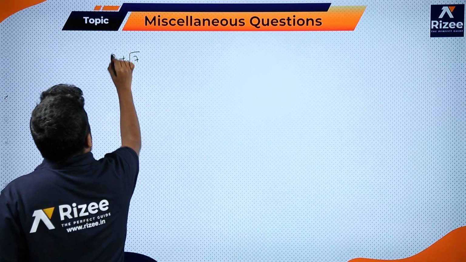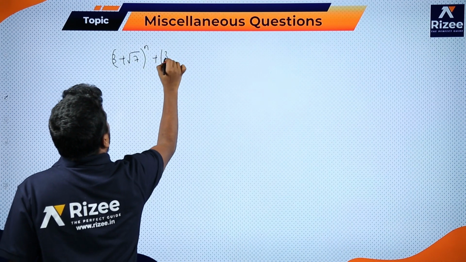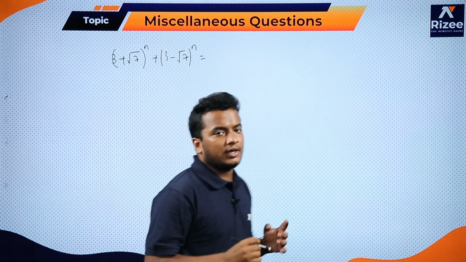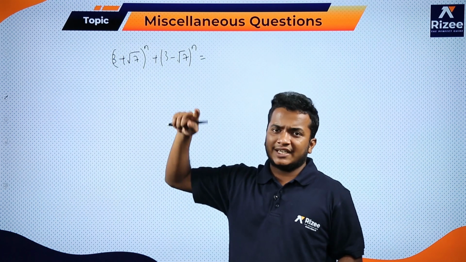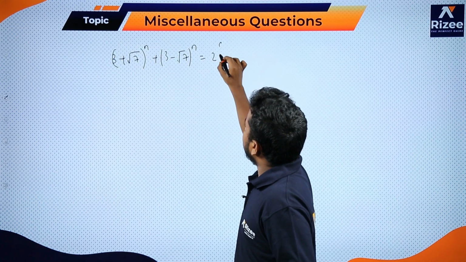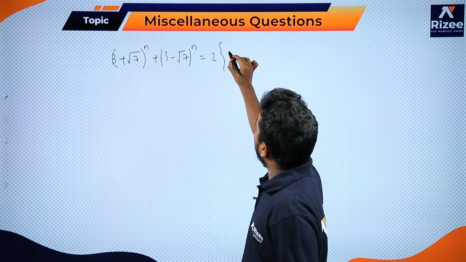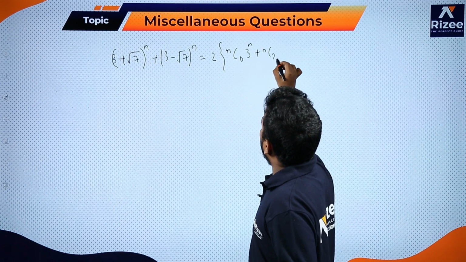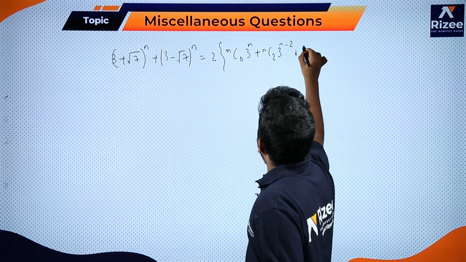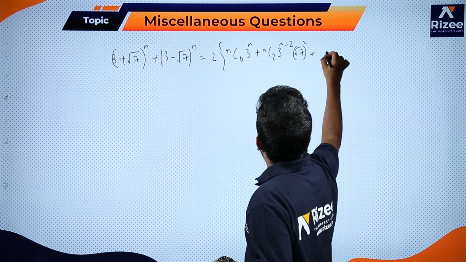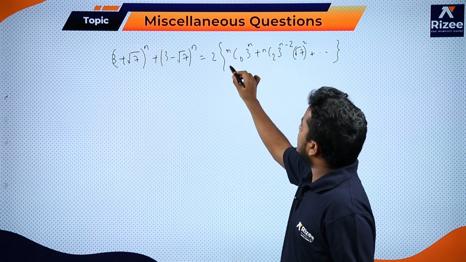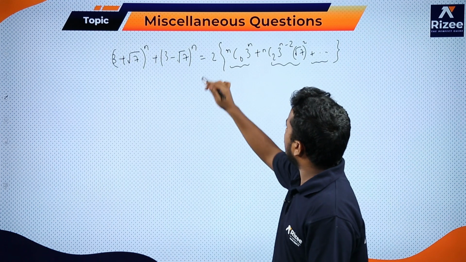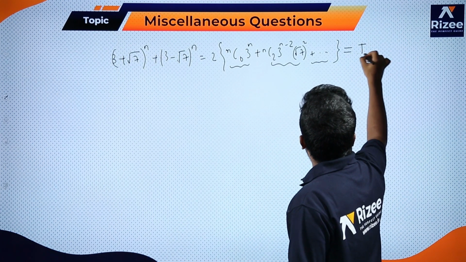See, (3 plus root 7) whole power n plus (3 minus root 7) whole power n. I am calculating this. So (a plus b) whole power n plus (a minus b) whole power n is 2 times, right? So we will be getting nC0 into 3 power n plus nC2 3 power n minus 2 into root 7 whole square plus so on. Basically this is an integer, this is also an integer, and I am multiplying an integer with 2. So this is an integer which I am calling n1.